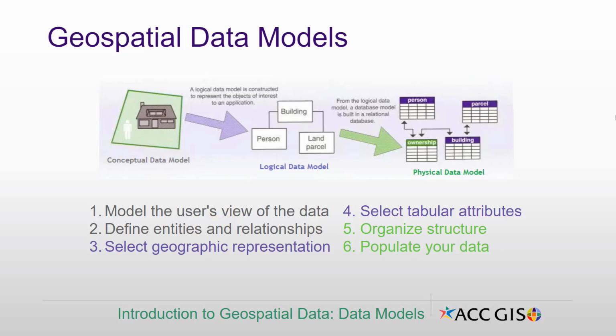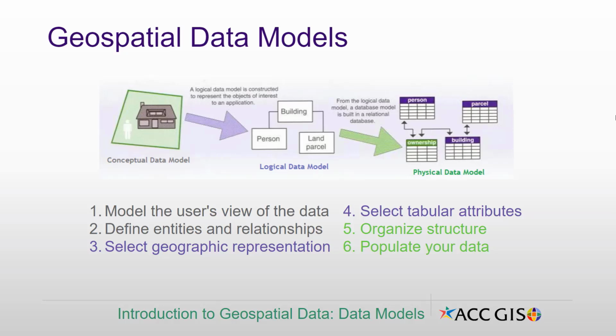So for example, in the conceptual data model, we model the user's view of the data and define the entities and relationships, but we also need to conceptualize how the location of the features relate as well. So in this example, it's not just persons, buildings, and parcels, it's persons own buildings that reside on parcels.